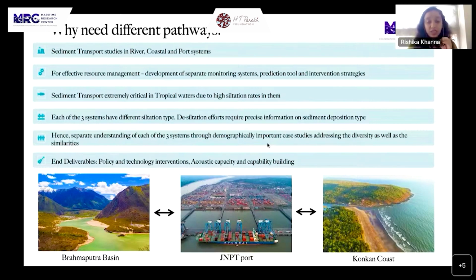Thus we study these three different pathways through three different demographically important case studies, which address the diversity as well as the similarities of the systems, and our end deliverables or the end goals of studying these case studies are developing policy and technology interventions, and developing modules for capacity and capability building.